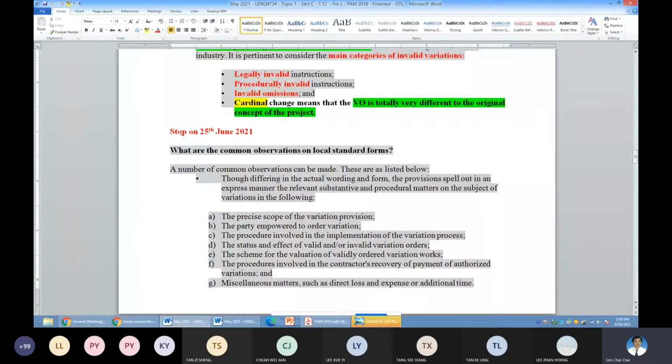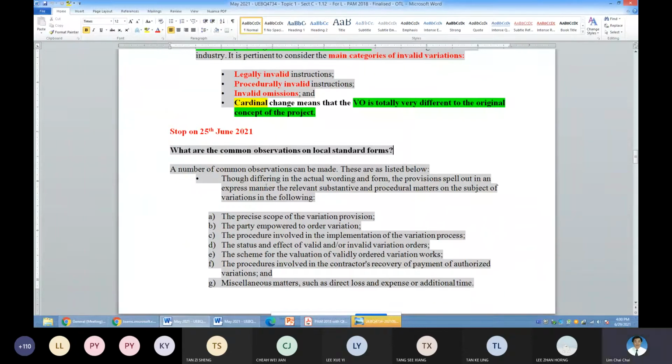until the general concept, that is, what are the common observations on local standard form. What they're trying to mean here is this. Under the general principle or the common law, after the extraction by these writers, they found that our local standard form generally have this type of content in relation to this topic.